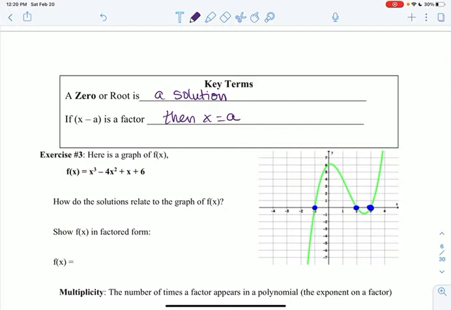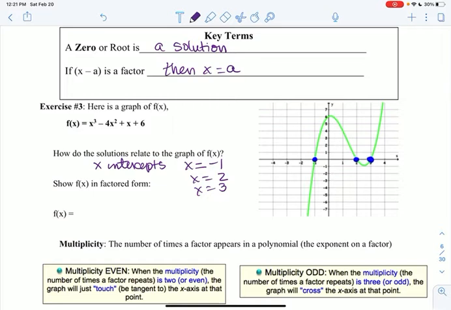All right, so let's look here. Here's a graph of f of x. f of x equals x to the third minus 4x squared plus x plus 6. So how do the solutions relate to the graph of f of x? They are the x-intercepts. So I already know the solutions because this is already graphed. So x equals -1 is a solution, x equals 2 is a solution, and x equals 3 is a solution. All right, so let's work backwards. If those are the solutions, then my factors are x plus 1, x minus 2, and x minus 3.